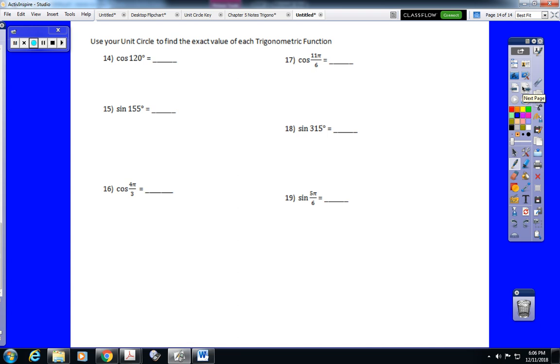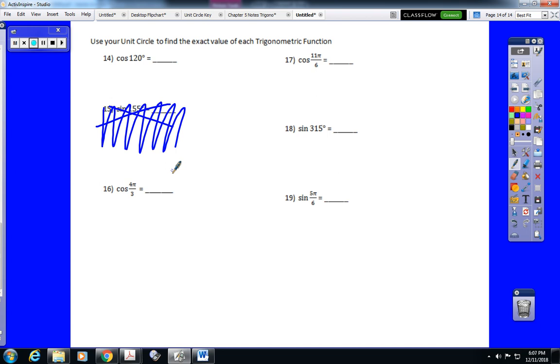Okay, so that brings us to the next section of your final exam, which is to use your unit circle to find the exact value of each trigonometric function. Now, I mentioned earlier that I screwed up number 15. That problem should not be on there, so cross that off now if you have not already. It doesn't appear on the unit circle.